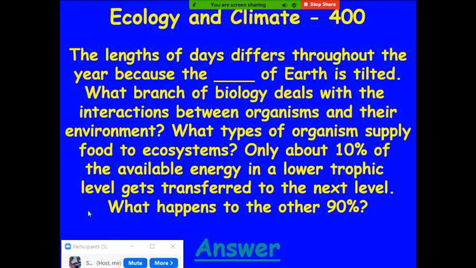The lengths of days differ throughout the year because the blank of Earth is tilted. What branch of biology deals with the interactions between organisms and their environment? What type of organism supplies food to ecosystems? Only about 10% of the available energy in a lower trophic level gets transferred to the next level. What happens to the other 90%? I'll give you a couple minutes to think about this one.